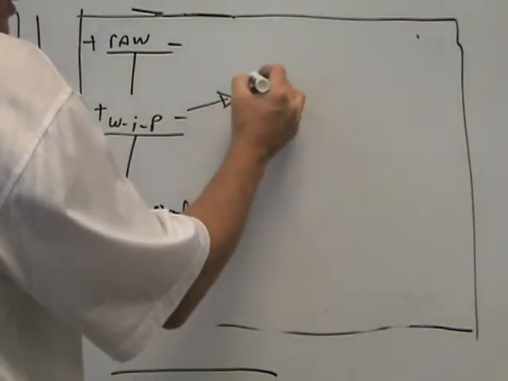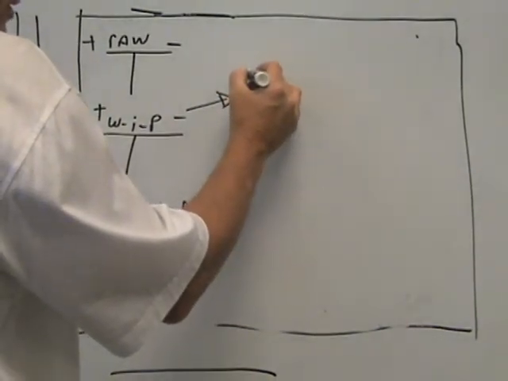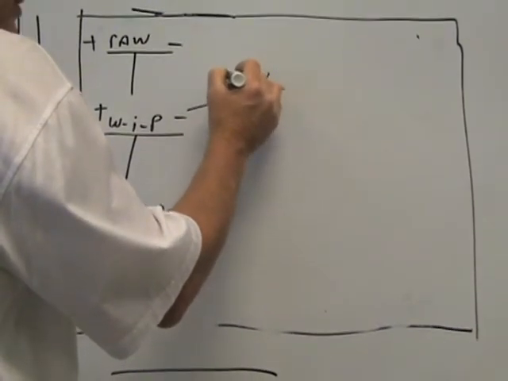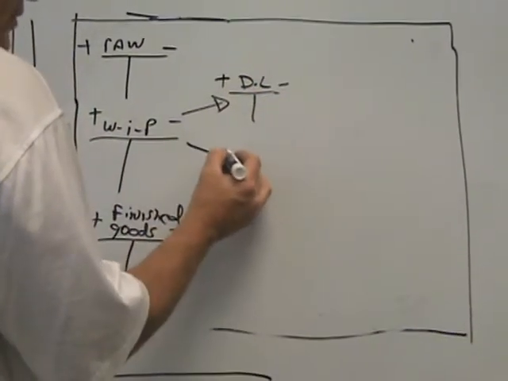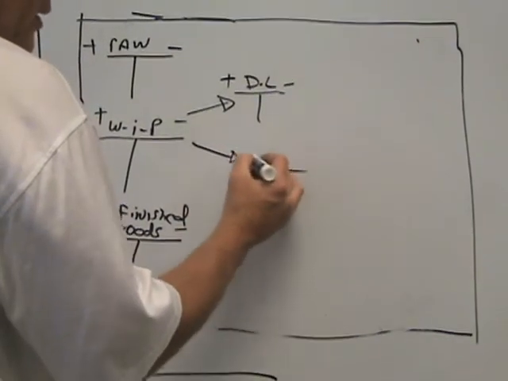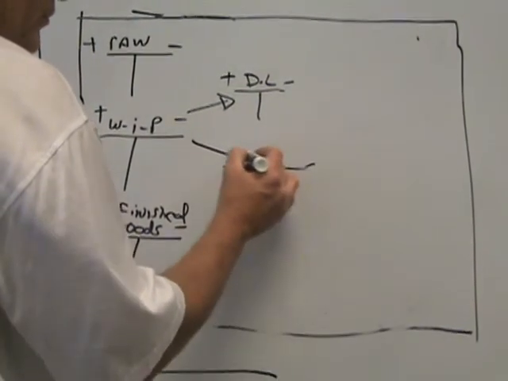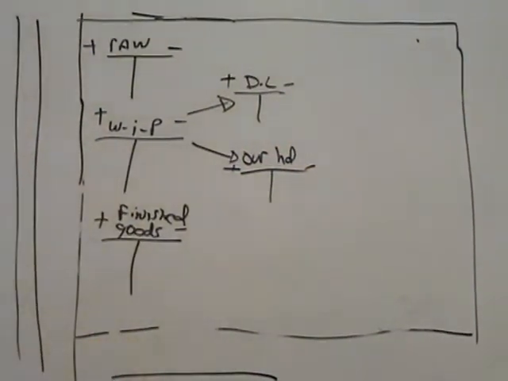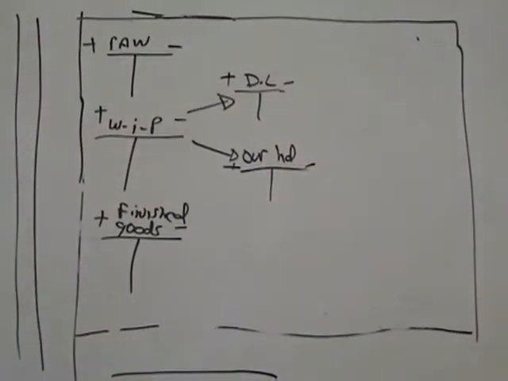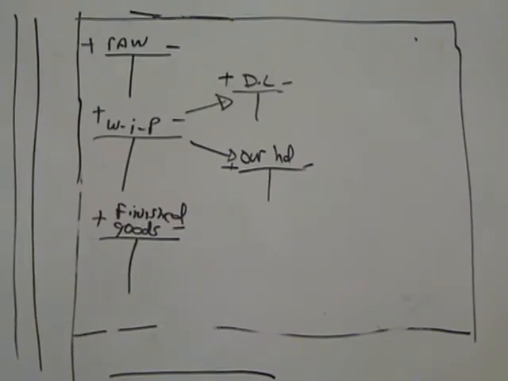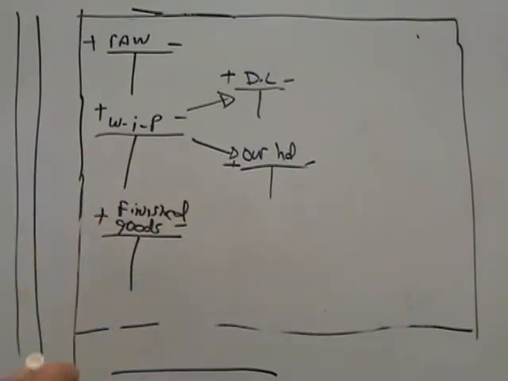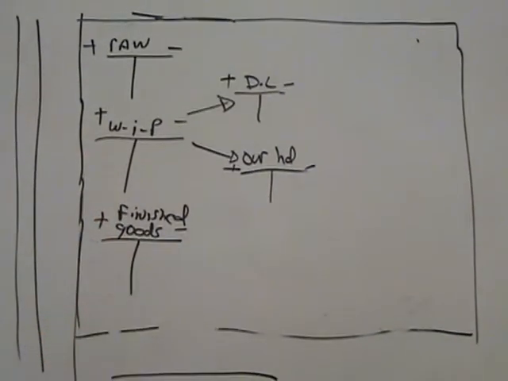The accounts here are called DL, direct labor, which carries the same plus minus, and overhead, OVRHD, overhead. There are 6 journal entries that take place. I always say, if you don't know these journal entries, you just should drop the course.